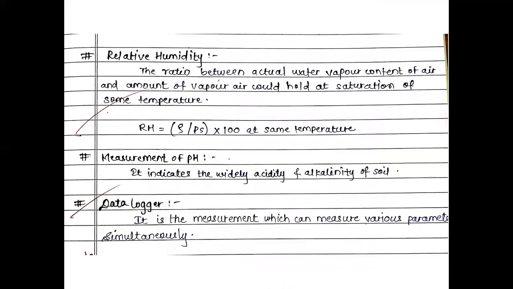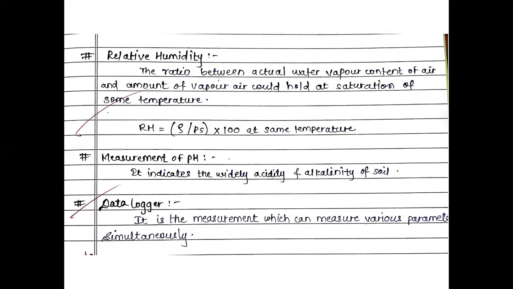Relative humidity is the ratio between the actual water vapor content of air and the amount of water vapor air could hold at saturation at the same temperature. Okay, so this is given by the formula RH = (ρ / ρs) × 100 at the same temperature. Okay, measurement of pH indicates the acidity and alkalinity of soil.